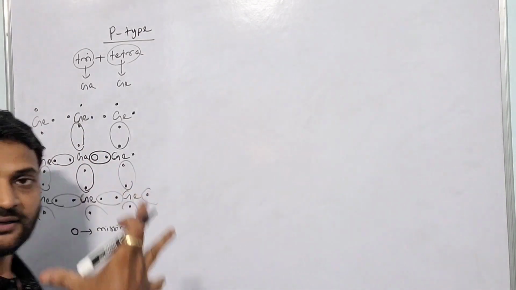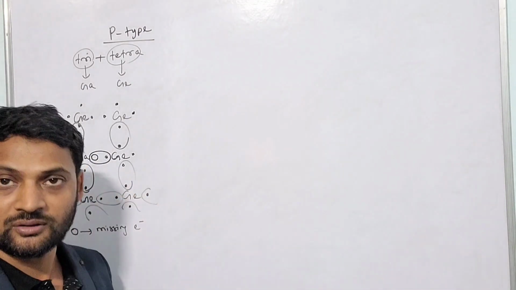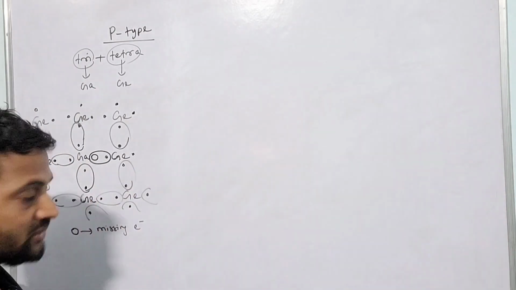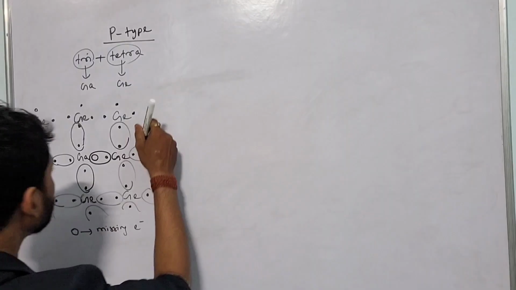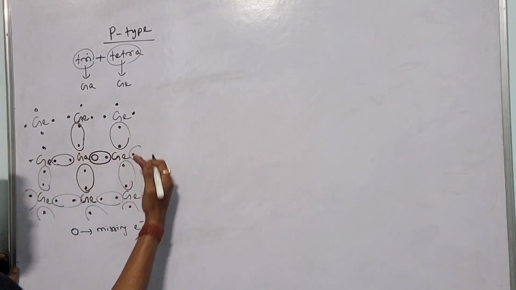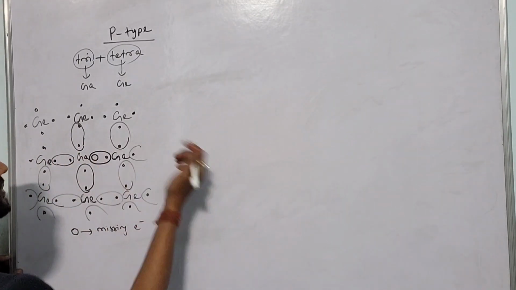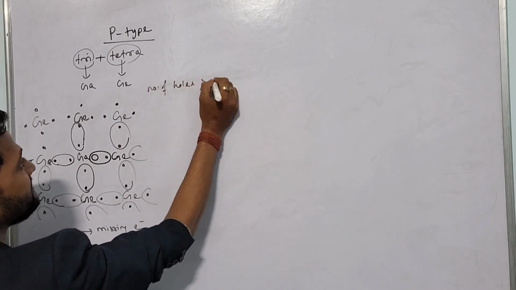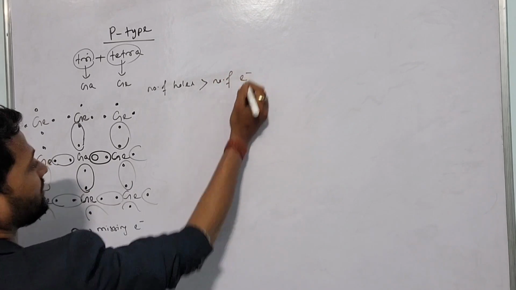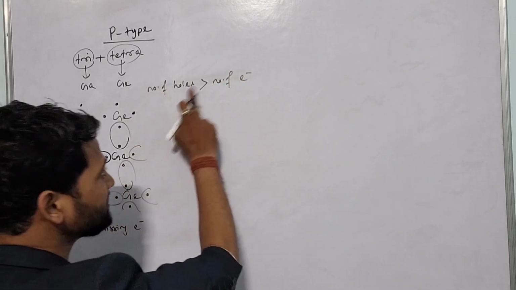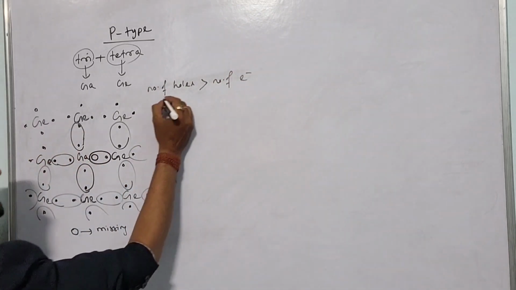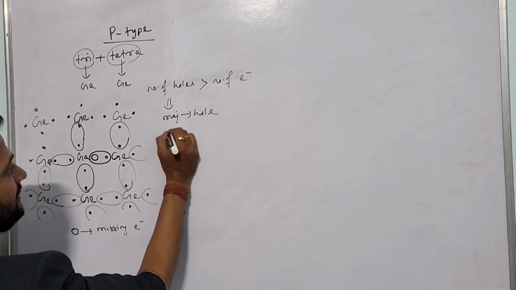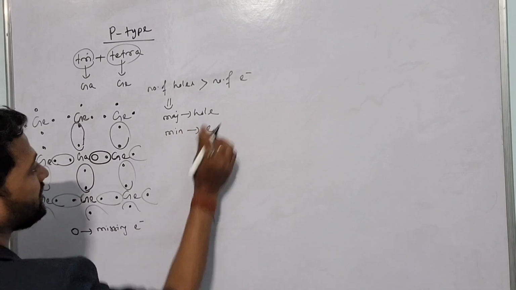A small amount of gallium will have a million gallium atoms, and that will provide millions and millions of holes. Is it clear? So here the number of holes per unit volume will be more than the number of electrons. Actually, the number of holes per unit volume is more than the number of electrons. So we can say the majority charge carrier is hole and the minority charge carrier is electron.